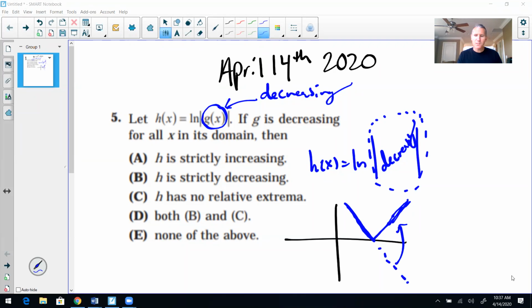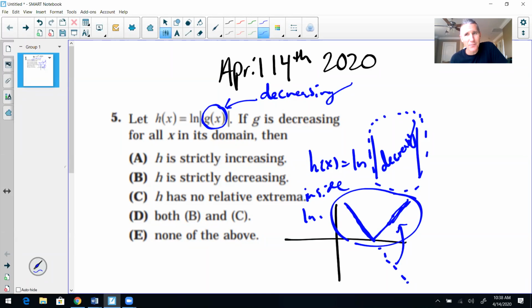Right. So this is what I have. The fact that g is decreasing, I would then flip it up like that. So let's look at it. If I have the natural log of this thing now, so this is inside the natural log, right? And h of x is the natural log of the absolute value of that thing. So it's the natural log of this V-shaped thing. And it doesn't have to be a V. I'm just making, hold on one sec.